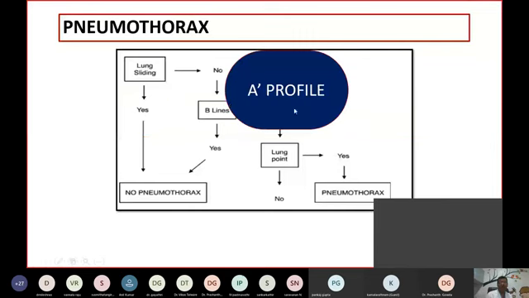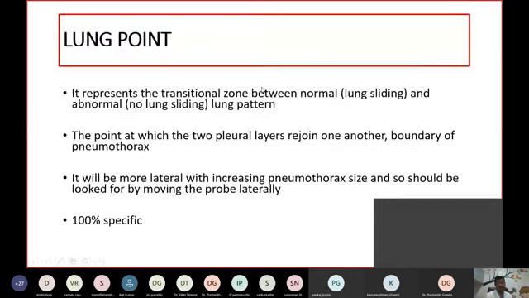So as I told you earlier, lung point is basically a transitional zone between a normal lung and a pneumothorax. So basically, if there is a pneumothorax, pleurae are separated, and when a normal lung comes, pleurae are again going to come in contact with each other. So basically, lung point is going to form a boundary of a pneumothorax with a normal lung. And as I told you, the air will accumulate anteriorly, so you need to go laterally to search for a lung point.